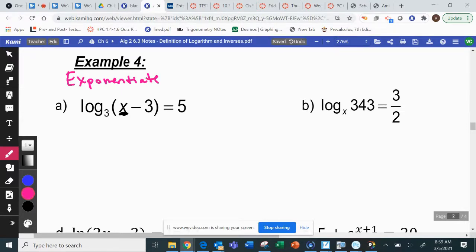What base, what big number, should I do to both sides? Ella, do you know? 3. So I'm going to do 3 to the log base 3 of x minus 3 equals 3 to the 5th. I chose 3 because that cancels out log base 3. So what do I have left? x minus 3 equals 3 to the 5th, which is 243.